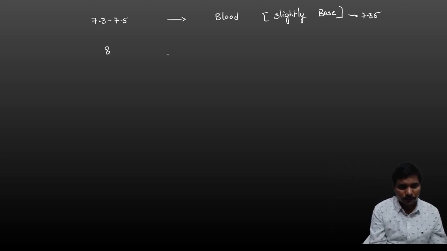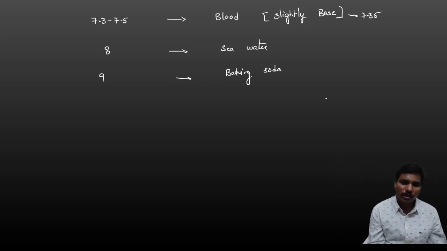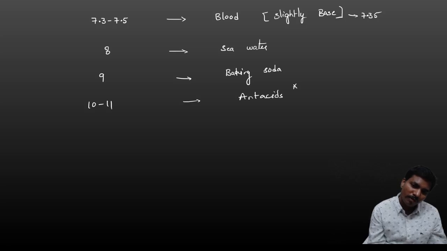And 8, very, very important. Seawater. Seawater is also basic in nature, having a pH of 8. 9, baking soda. Baking soda is one of the weak bases. Okay. Now coming to 10 to 11. These are antacids. Antacids, very, very important question.